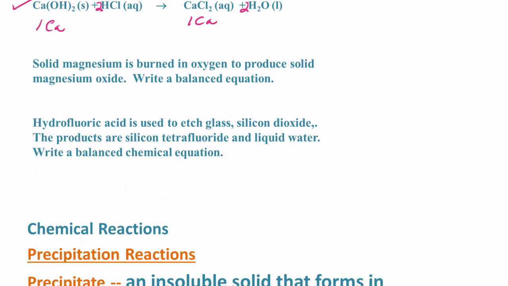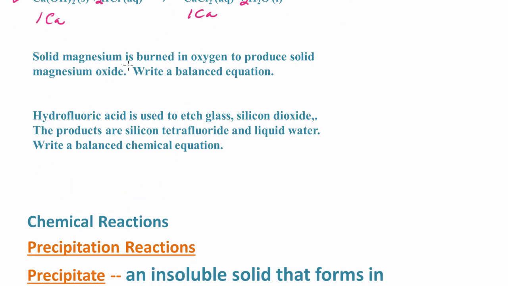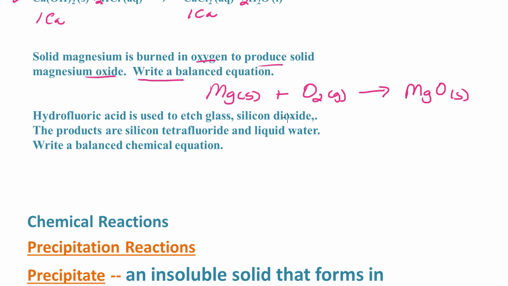Now let's go ahead and write a balanced equation. We're told that we have solid magnesium and it's burned in oxygen to produce solid magnesium oxide. Write a balanced equation. So solid magnesium, I would write that in its elemental state. It's burned in oxygen. We know that oxygen is a diatomic and it's a gas. And it produces magnesium oxide, and they tell us it's a solid. So is this balanced? Well, I have 1 magnesium on this side, 1 on this side, yes. 2 oxygens on this side and only 1 on this side. I'll put a 2 here. Now that gives me 2 magnesiums. I'll put a 2 here. This is a balanced equation.